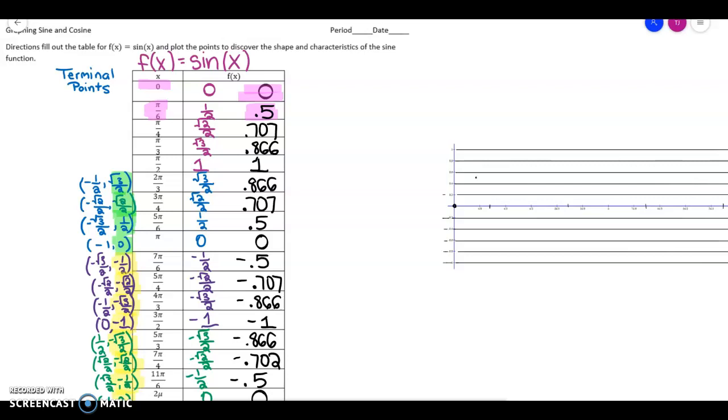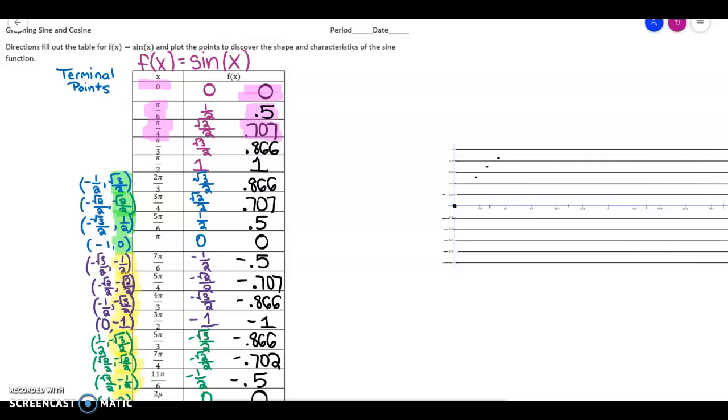All right, we're going to keep going. Pi over 4. When x equals pi over 4, my y value is at about 0.7. So I'm going to come up here and plot my 0.7. And then at pi over 3, my y value is at about 0.866. So I'm going to go ahead and plot that one as well.